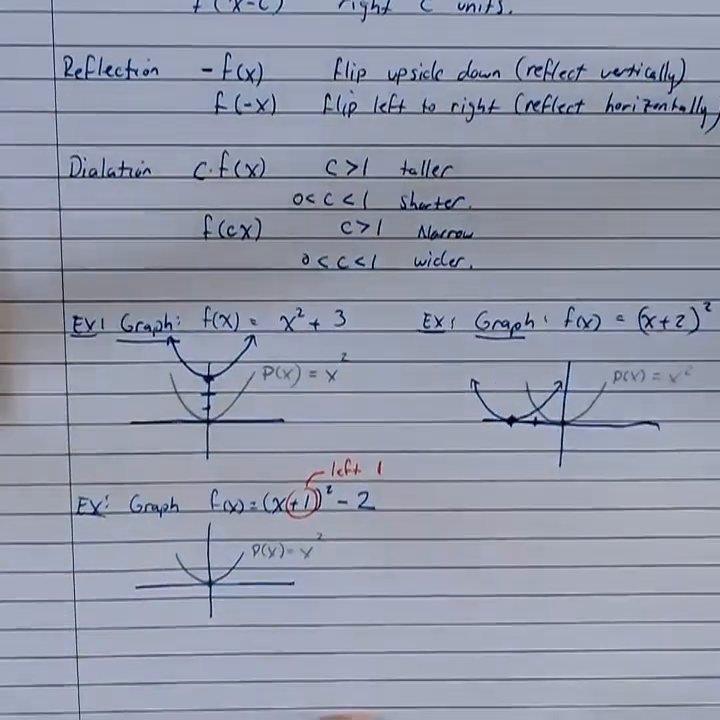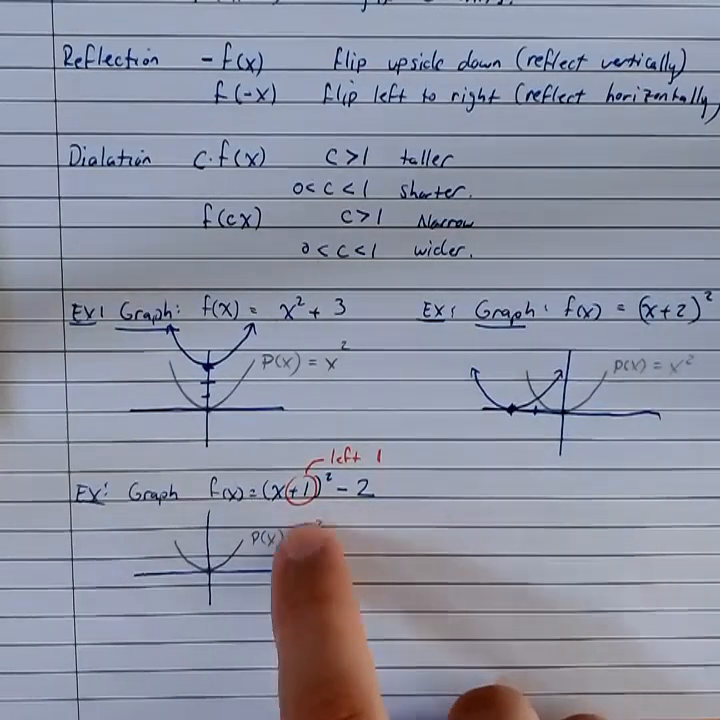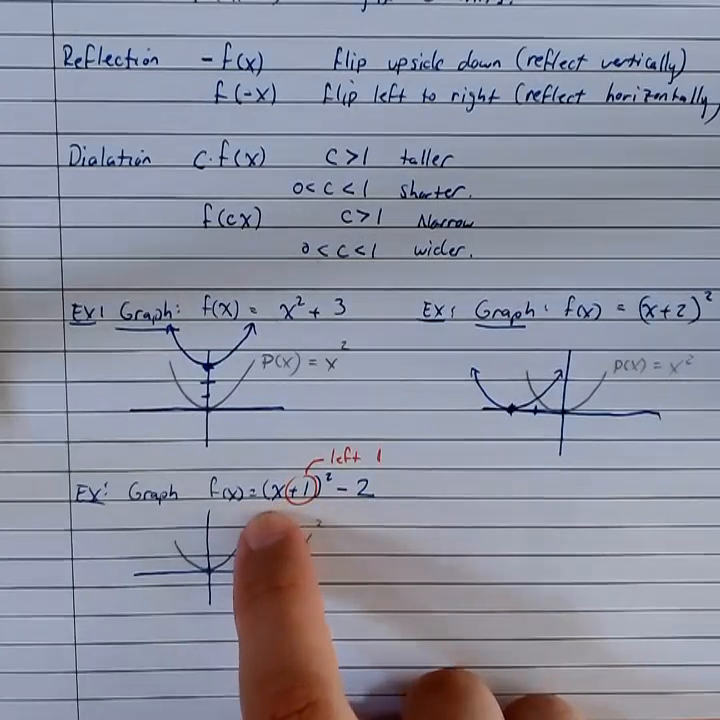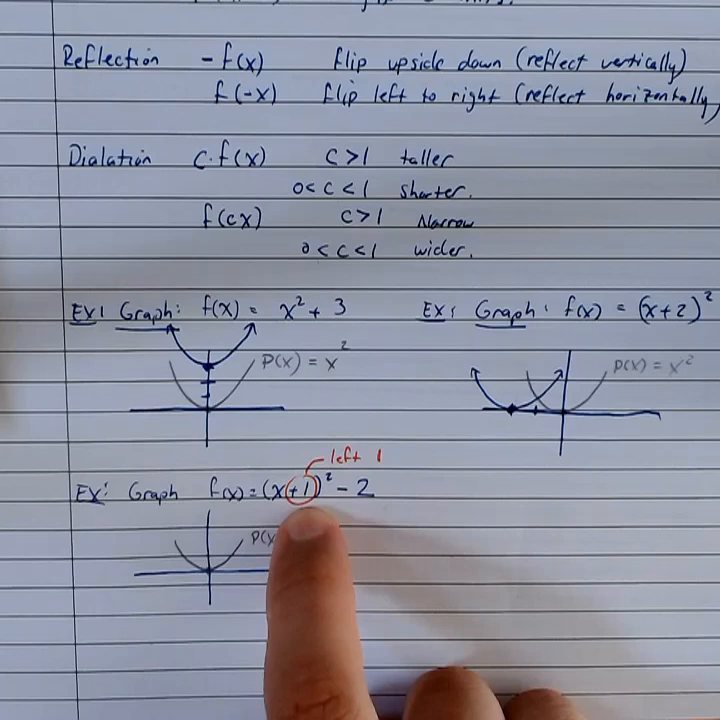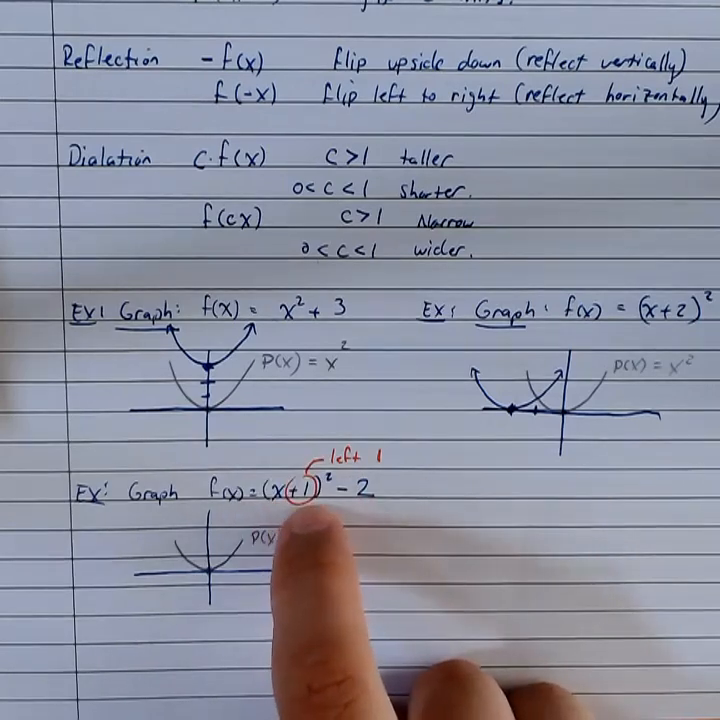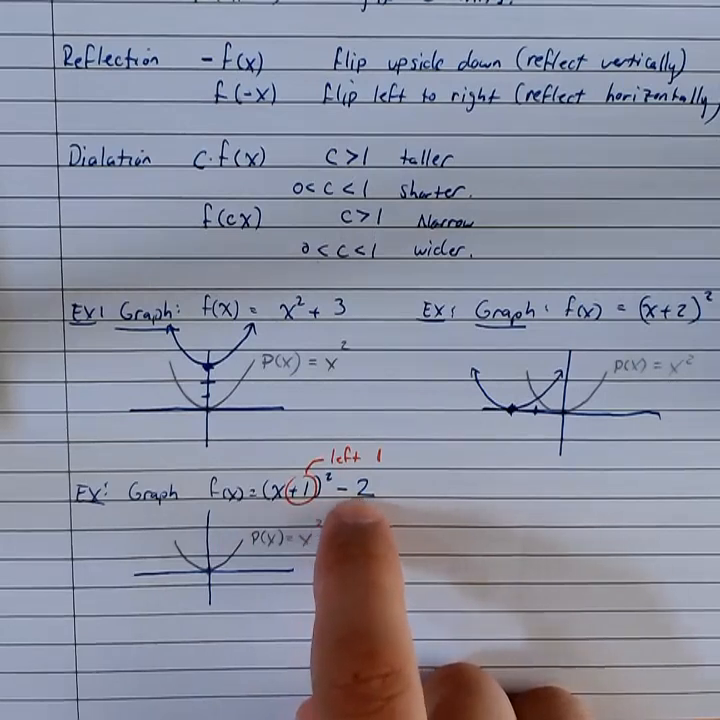Now you might say, well, wait a minute. How do you know that was the first thing you're supposed to do? Why didn't I do that one first? Does it matter? Order of operations. Parentheses go before anything else. So here, this plus 1 in the parentheses, that's going to be the first thing you handle. This is a subtraction outside of the parentheses. You worry about that later.